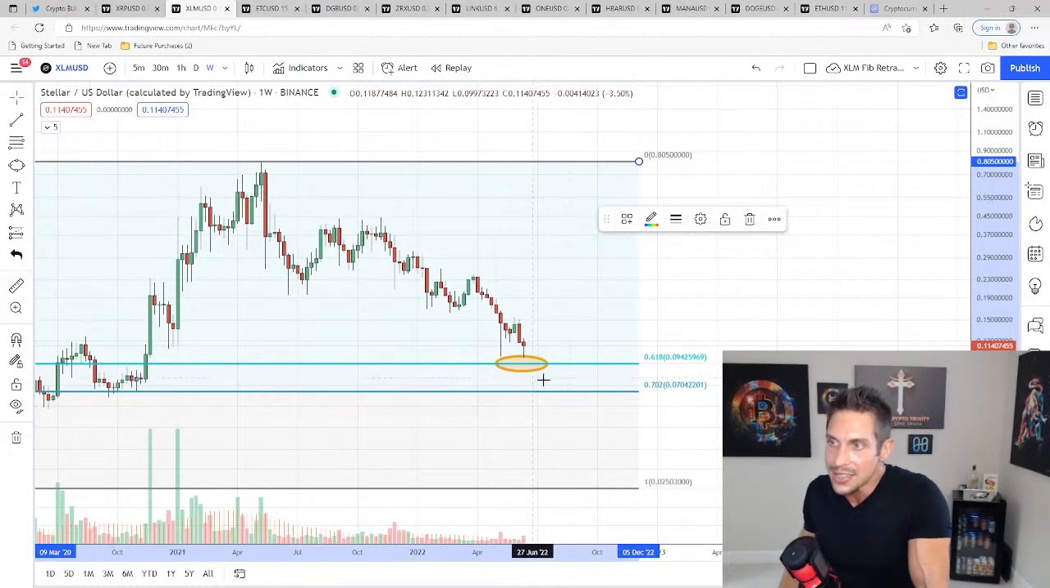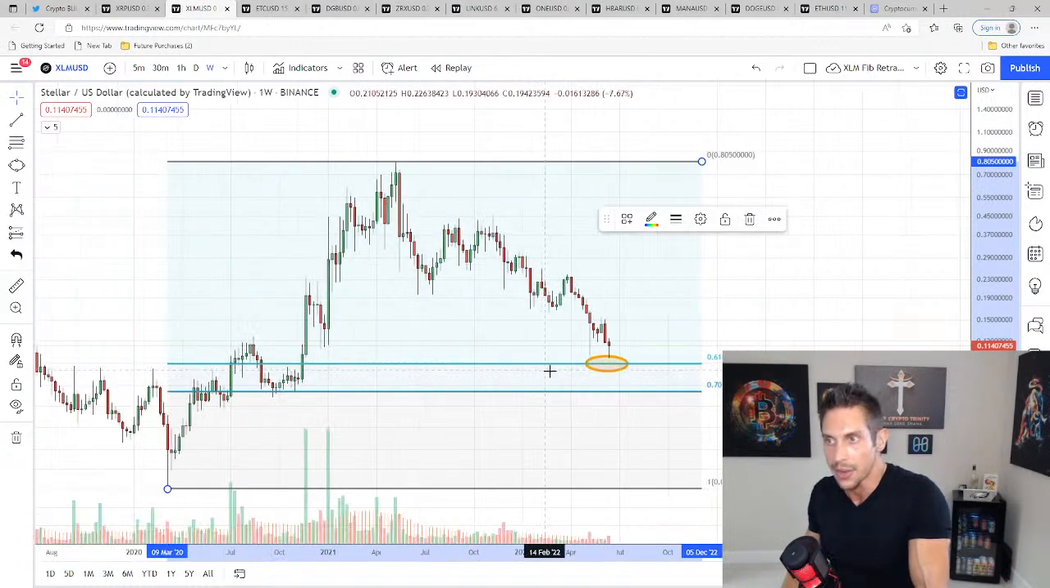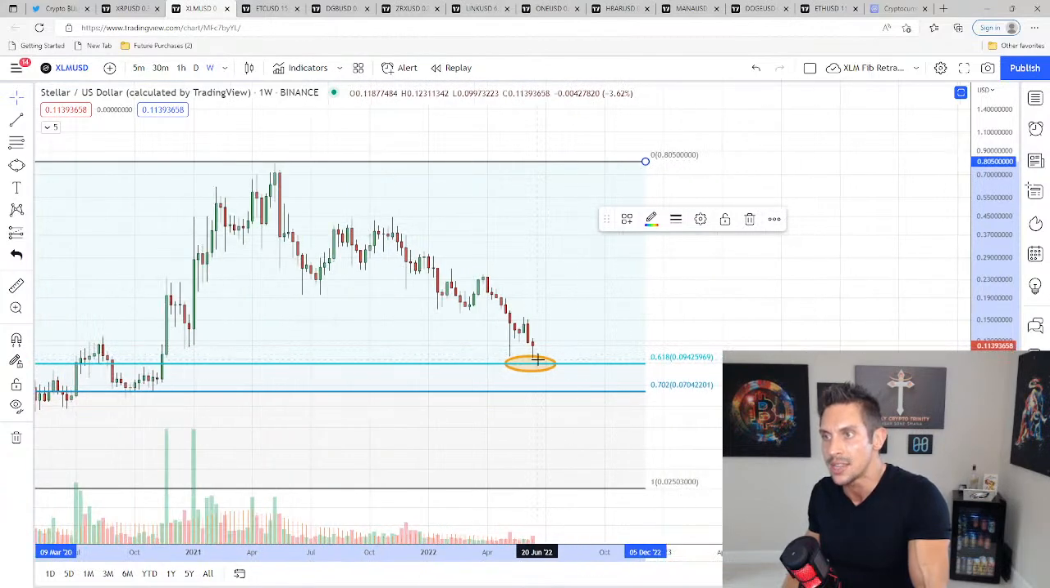So as you can see here, we are just about at the 0.618 fib retracement level. So we're getting very close. Again, March 2020 bottom to cycle top in May of 2021 at about 81 cents. And we've since retraced down to the 0.618, okay?